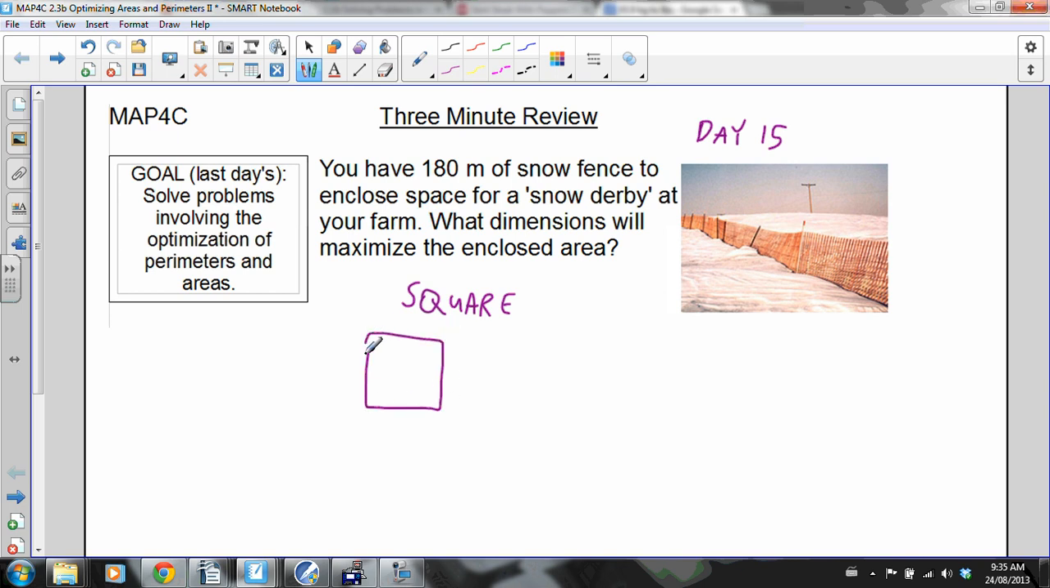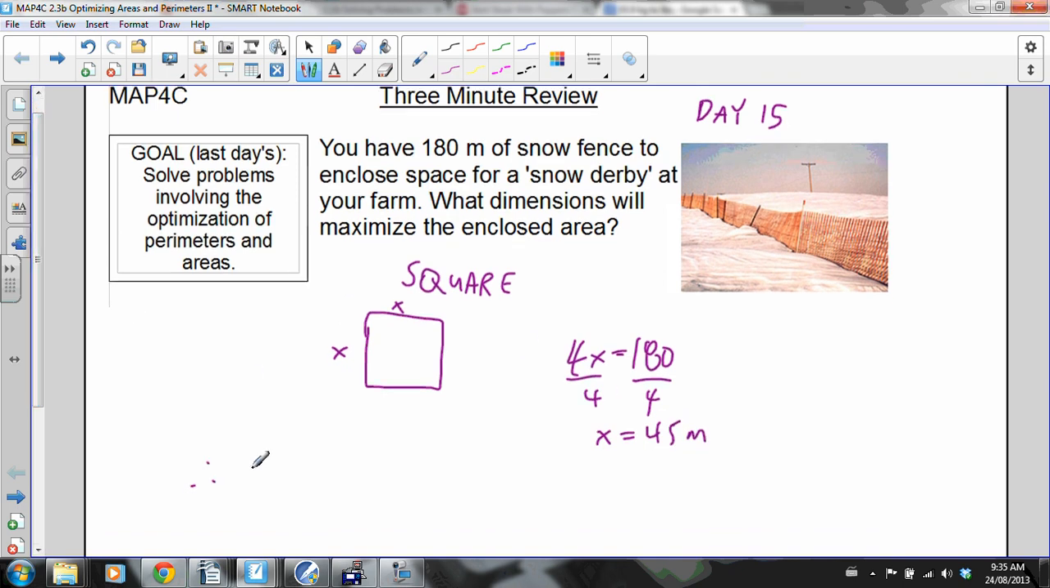And this one, we're given the 180 meters around the outside. So we know x and x and x and x. 4x is 180. Divide by 4 on each side. X is 45 meters. And so we say, therefore, the max area is given by a 45 meter by 45 meter square.